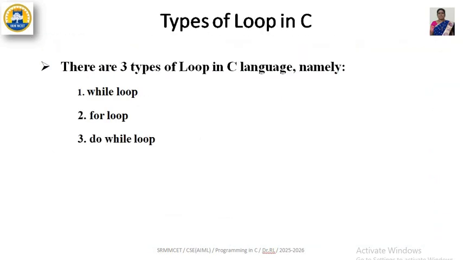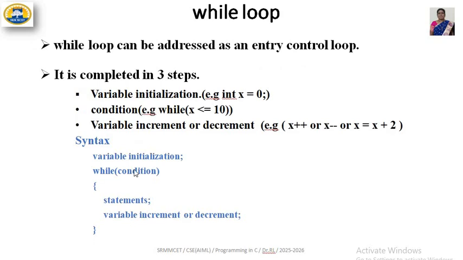So normally there are three types of looping statements used in the C language, namely the first one, while loop, the second one, for loop, and the third one, do while loop. So first we start with the while loop. The while loop can be described as an entry control loop. So it is completed in three steps.